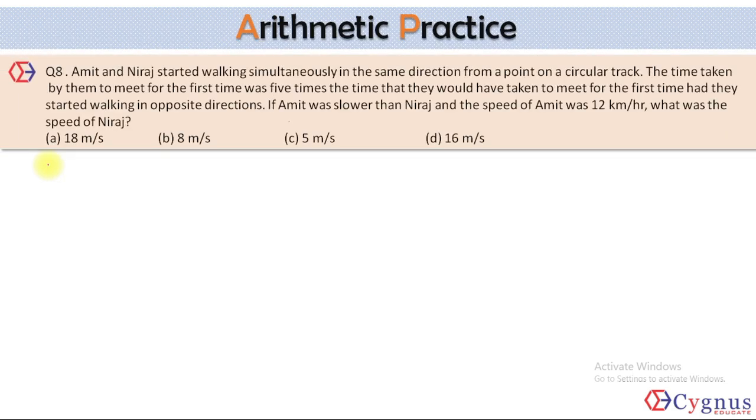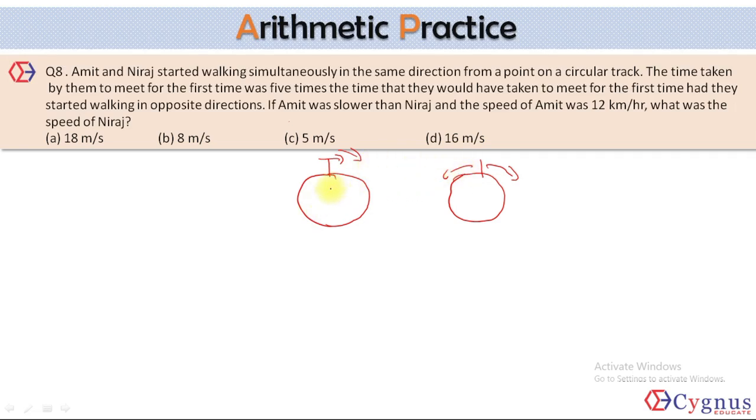Amit and Neeraj started walking simultaneously in the same direction from a point on a circular track. This is the circular track. When they started in the same direction, they'll move like this. The time taken by them to meet for the first time was 5 times the time that they would have taken to meet for the first time had they started walking in the opposite direction. So there are two cases. Either they'll move in the same direction or opposite direction. If they move in the same direction, they'll take 5 times the time they would have taken if they had moved in the opposite direction.